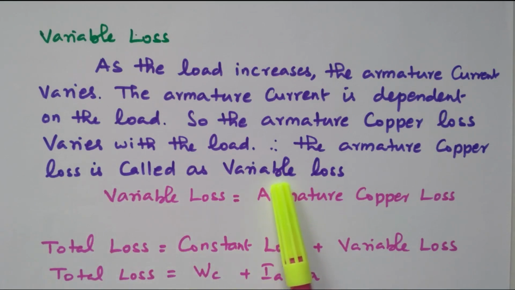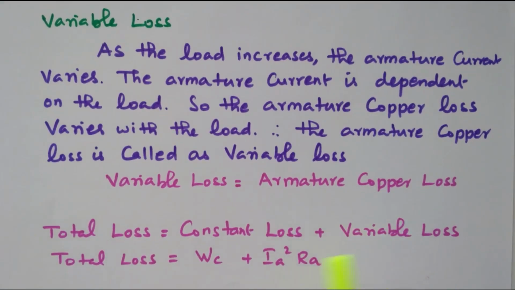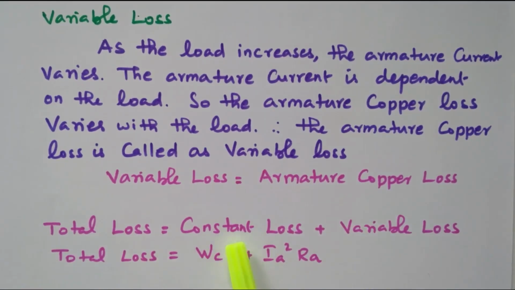All other losses are constant losses, right. So the variable loss is equal to the armature copper loss. The total loss is nothing but constant loss plus variable loss, that is Wc plus Ia square into Ra. This is the constant loss and this one is the variable loss. Now, we will go to the power stage.